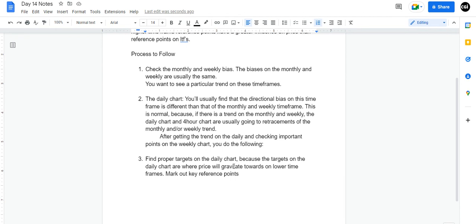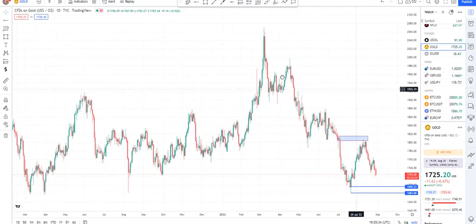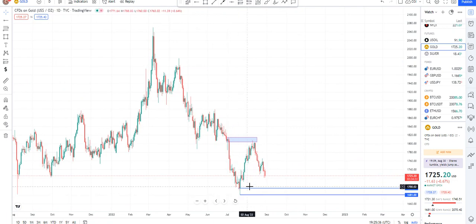This is what all traders do, and we do it naturally. Once you do it multiple times, you find out that it is not really something to memorize. It's just something that flows. All right, so now we are done with the daily chart. We have our final target here, initial target here.